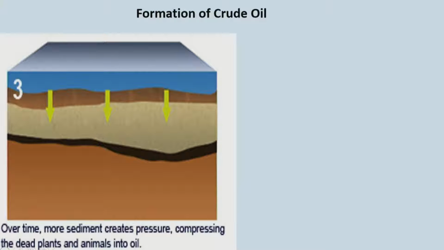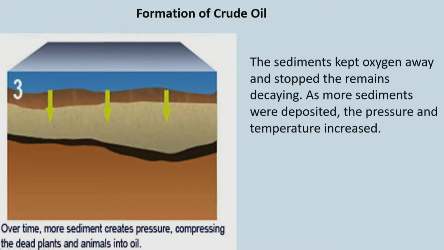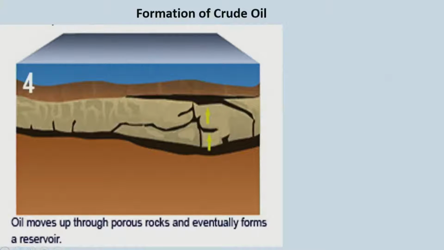Now it's very important to note here that you've got a huge amount of pressure being built up, but also heat. So there is that high temperature quite deep underneath the earth surface, underneath the sea, and then you've also got absence of oxygen. So under these three conditions, high pressure, temperature, and absence of oxygen, the dead plants and animals get converted into crude oil.